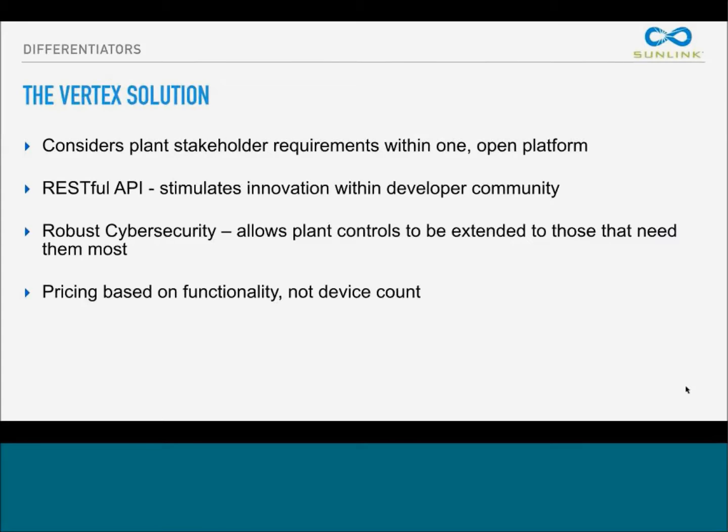And also, we're not pricing on a per-device basis. We're pricing just based on functionality, and you pay for the functionality you want. And I think that's really important depending on the stakeholder that you are.